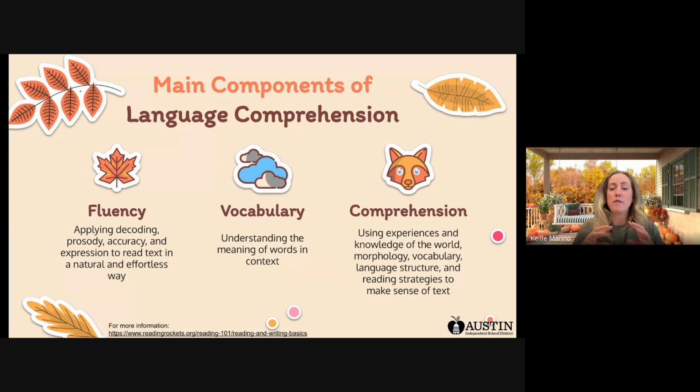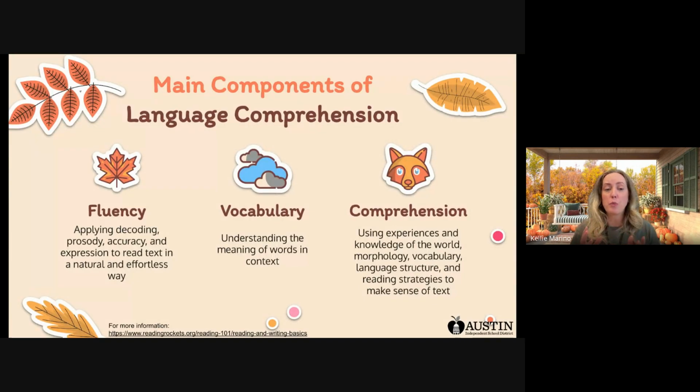If you need it in an even simpler format, we can think about the main components of language comprehension as falling into 3 big buckets. One being fluency, which is where I can apply my decoding, prosody, accuracy, and expression to read text in a natural and effortless way. And I'm sure you've all experienced this before. As you have students reading, you can just hear it. It just sounds like they're speaking. That is what we're really aiming for, that nice, fluent language.